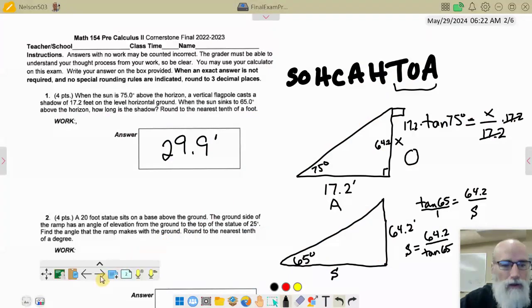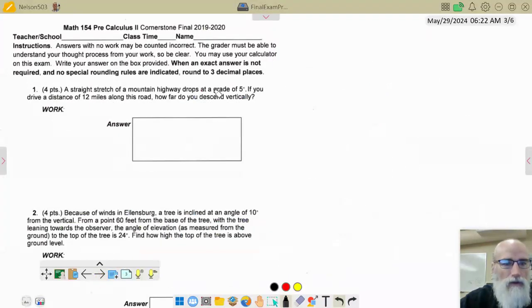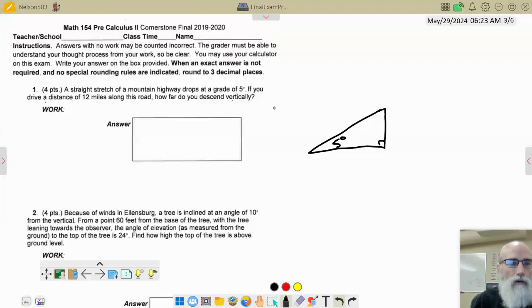SOHCAHTOA, right? We've got another SOHCAHTOA problem over here. It says a straight stretch of mountain highway, 5 degrees. I'm not going to draw a 5-degree angle. Heck with that. So I'm just going to draw my right angle right here. I'm going to put 5 degrees down. And then it says if you drive a distance of 12 miles, well, 12 would be right over here, right? Because you're driving along this highway that goes up a slope.